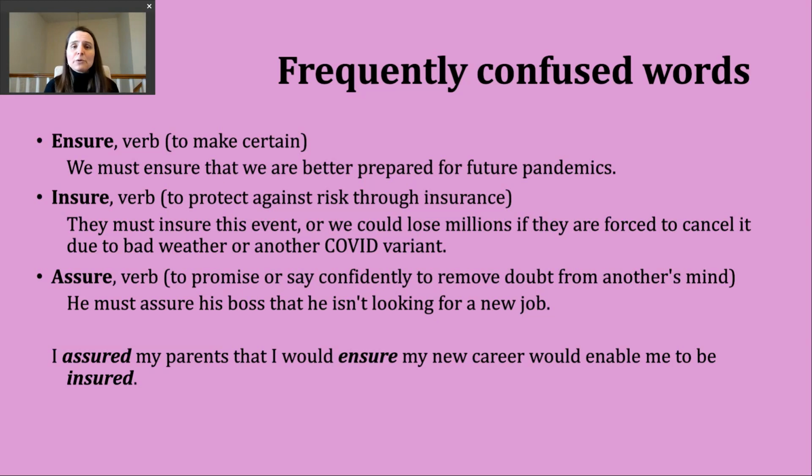So I've got different examples for us to look at. An example of ensure with an E would be, we must ensure that we are better prepared for future pandemics. This is a sentence I feel like I've heard politicians, doctors, other public health officials say, right? We need to make certain that we are better prepared. Okay? Insure with an I. An example of this: They must insure this event, or we could lose millions if they are forced to cancel it due to bad weather or another COVID variant.